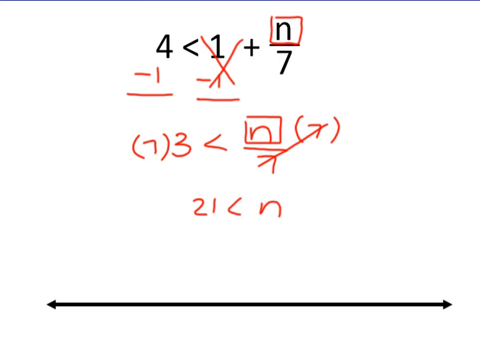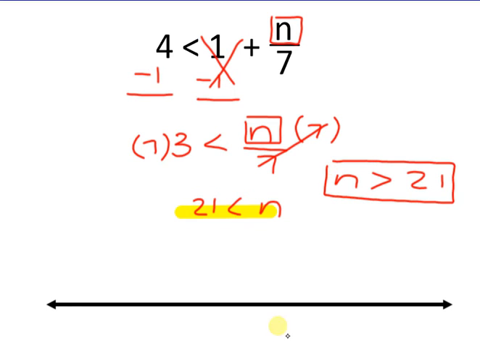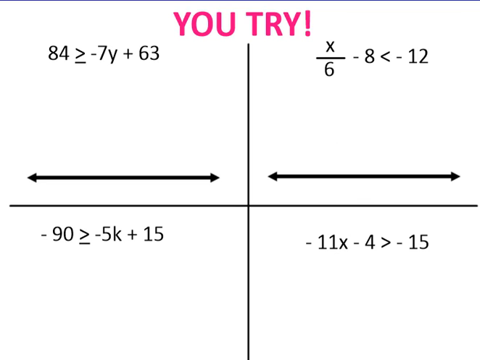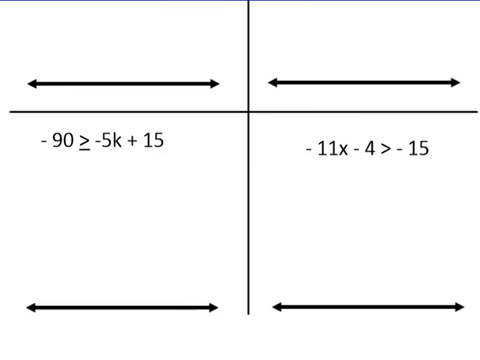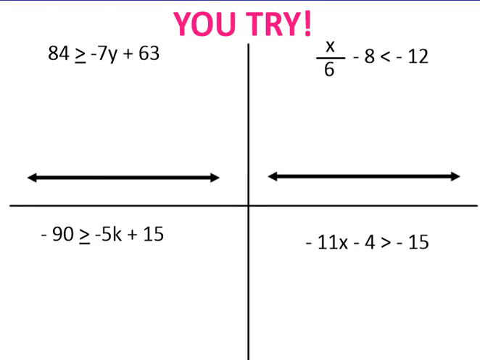Okay, but here I have an issue. I need the variable to be on the left-hand side, so I'm going to flip it around, and I flip the sign. And then I'm going to go ahead and graph. Alright, this tells me open circle over the positive 21 going to the right. Alright, you go ahead and try these 4. Make sure you remember when to flip the sign.